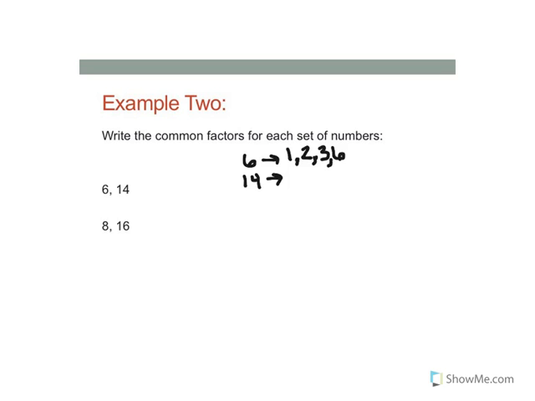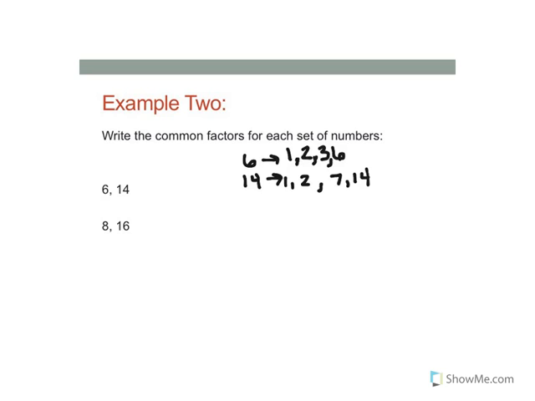Okay, now for 14, we have 1 and 14. We know it's 2 times 7. It's not 3, 4, 5, 6, or 8. And these are all just from basic facts. So these must be the only 4 factors that we have.